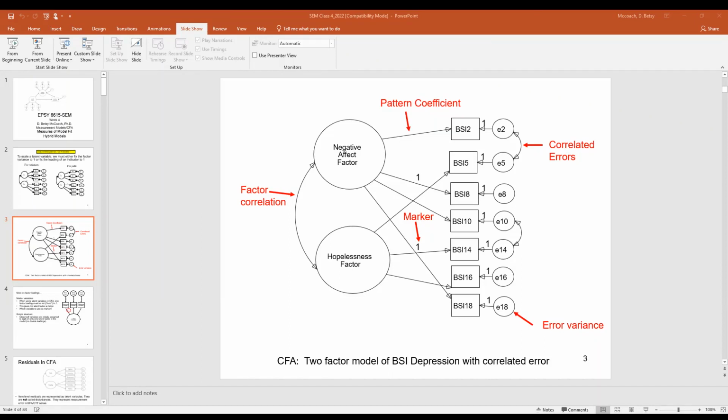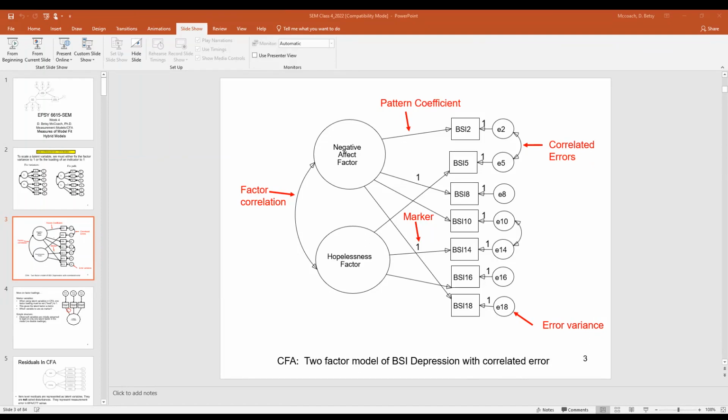But now it's the variance that's not explained by either of the two factors. So that's another way that we can make model modifications, is to allow indicators to double load on multiple factors. That's not the same thing as correlating the errors, right? And you could do both. So the model that I've drawn here, where we have BSI2 double loading, and then we have a correlated error between BSI2 and BSI5, that's still a model that we can fit.